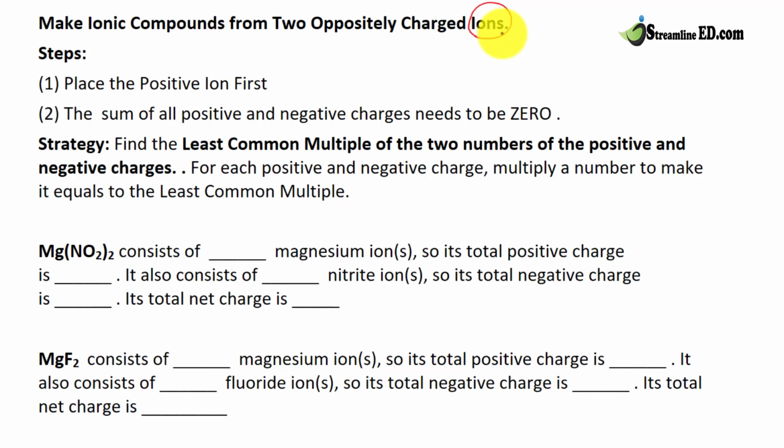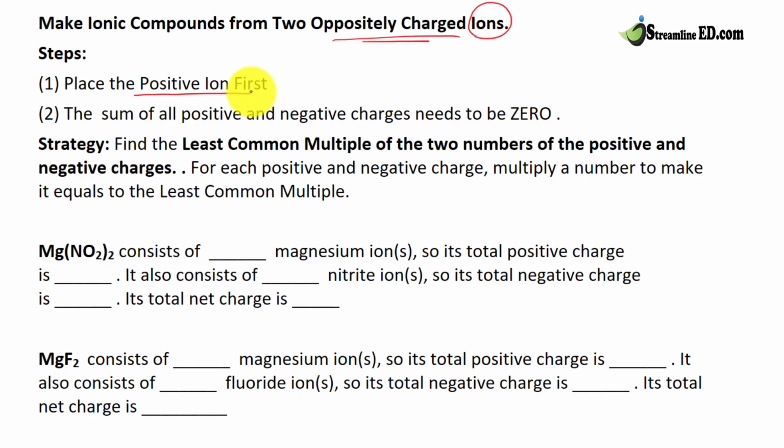Now, in this lesson, we are going to look at how oppositely charged ions form compounds. Here are the steps to determine what compound is made from the two ions. First, always place the positive ion first. There's a saying: always be positive. If you can't remember positive or negative, think of the statement, always be positive. So, positive ion first.